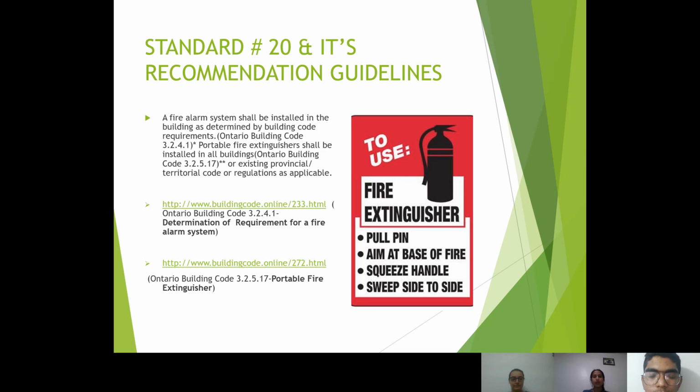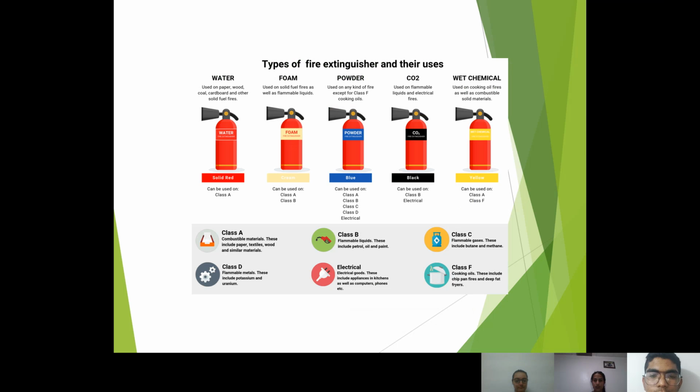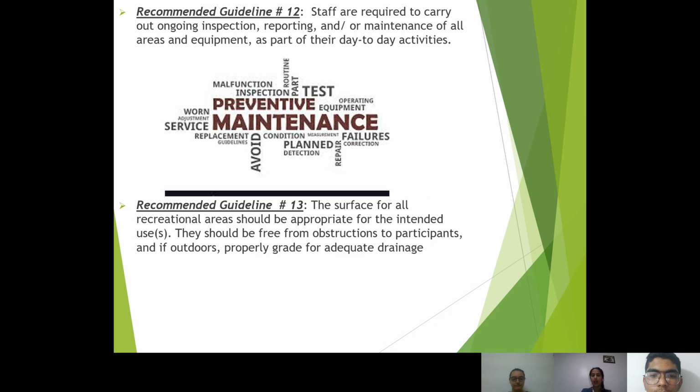There are two links which describe the Ontario Building Code and the determination of requirements for a fire alarm system and a portable fire extinguisher. As you can see in the photos, there is how to use a fire extinguisher. There are also different types of fire extinguisher, different for water, foam, powder, gases, and also for wet chemicals. There are 13 different recommended guidelines.